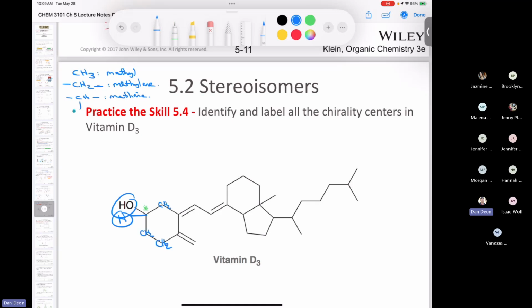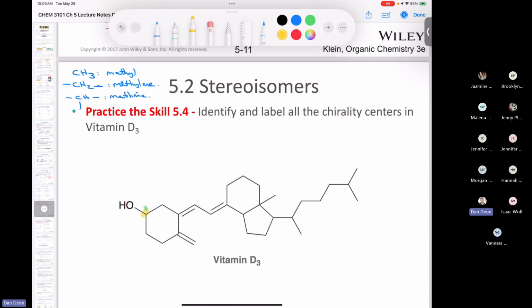Here you have a CH2, and here you have a carbon that has 4 bonds. So this group and this group are different. So we have 4 different groups, and so that is a chiral carbon. Remember, you keep going until you find a point of difference. If there's no point of difference, then it's not chiral, it's achiral. But if you find a point of difference, it is chiral.